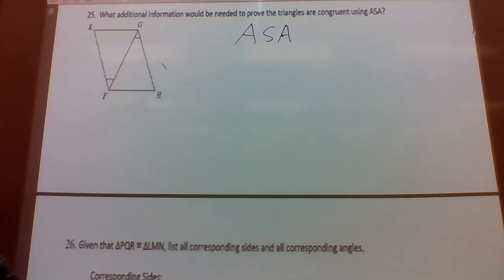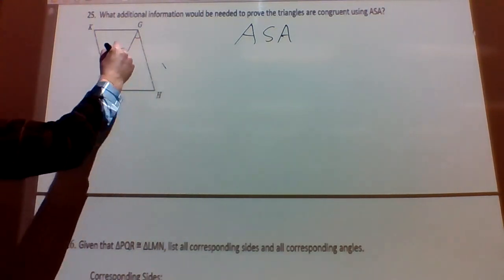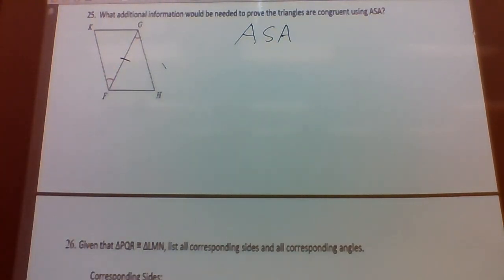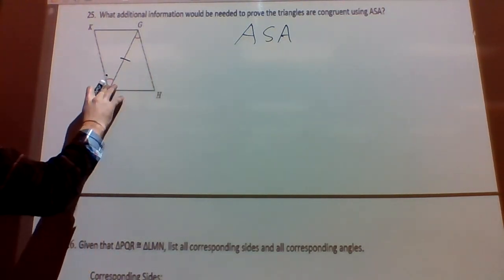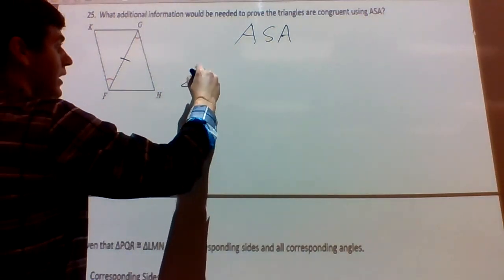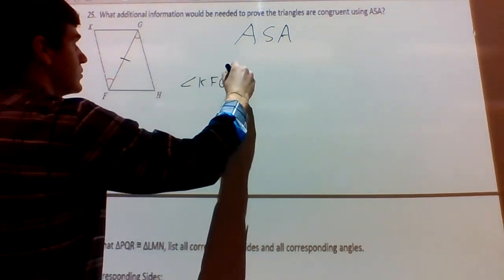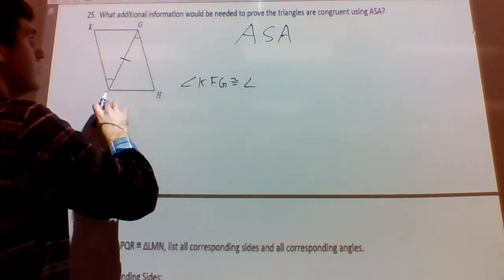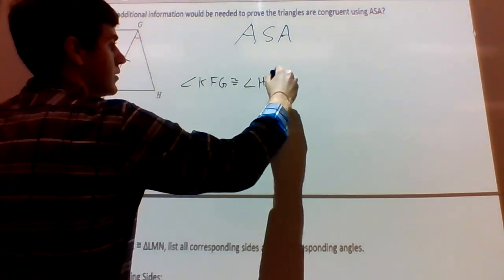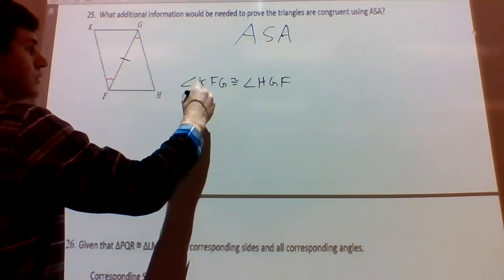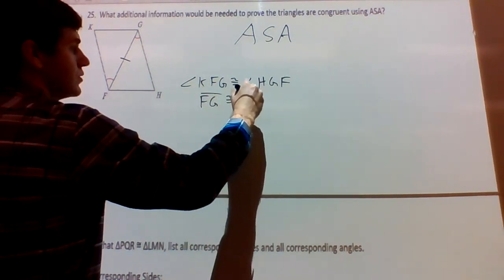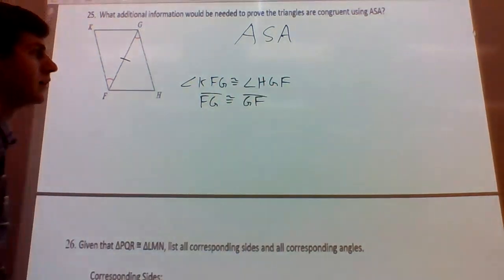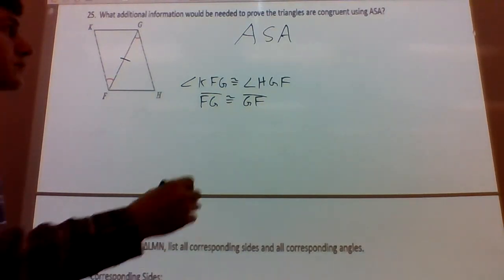And we know shared sides are congruent by the reflexive property. We do have a shared side. Look at that. How surprising. FG is congruent to FG by the reflexive property, or you could say FG is congruent to GF by the symmetric property. We now have two corresponding parts that are congruent. We have an angle, right? Angle KFG is congruent to angle HGF. And we know that FG is congruent to GF. So we have an angle and a side.